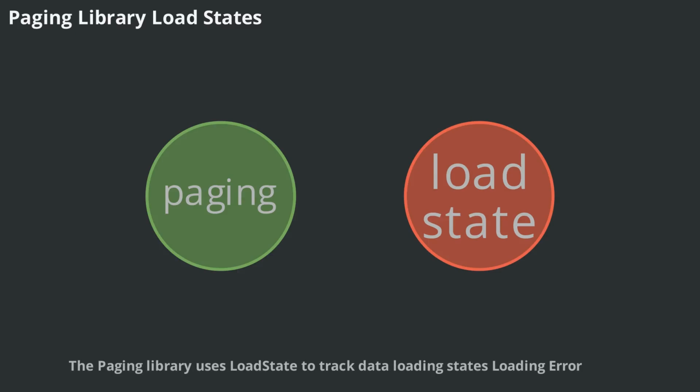The paging library uses load state to track data loading states: loading, error, and not loading. Observing these states allows the UI to react appropriately, such as showing a loading spinner or error message. This ensures a responsive user experience, even when dealing with large or remote data sets.